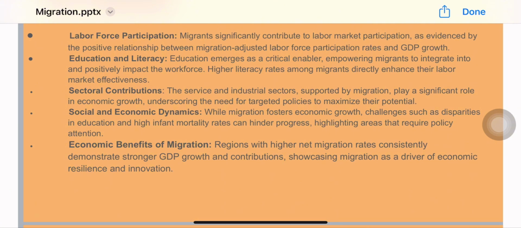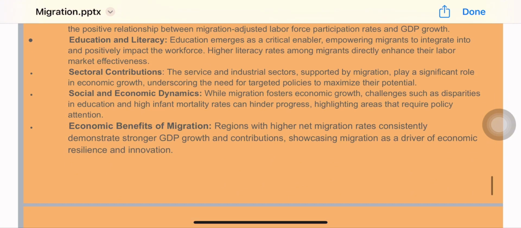Then the last one is economic benefits of migration. Regions with higher net migration rates consistently demonstrate stronger GDP growth and contributions, showcasing migration as a driver of economic resilience and innovation.